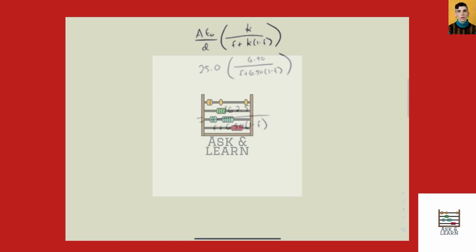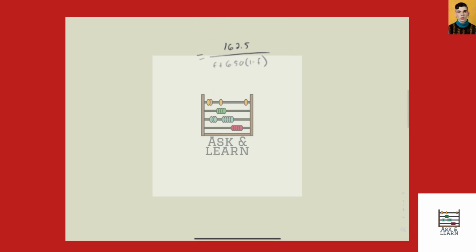Now if F is 0, well, that would mean that none of the capacitor is filled with the liquid, so we should get the original capacitance of 25 microfarads. So if F is 0, we get 162.5 over 0 plus 6.5 times 1, so 6.5, which is 25, and that is the original capacitance.